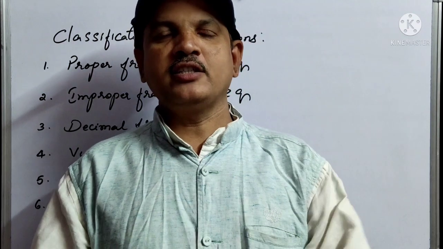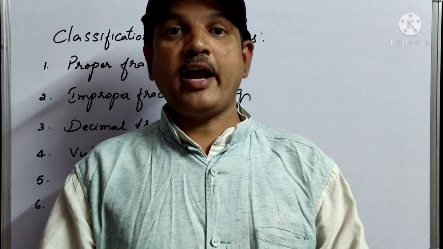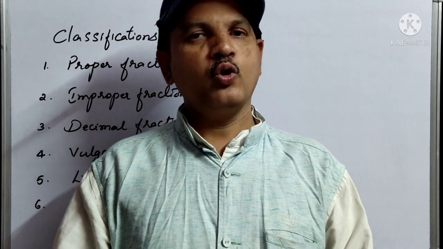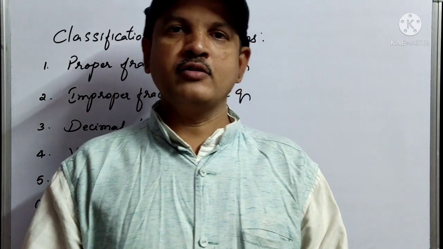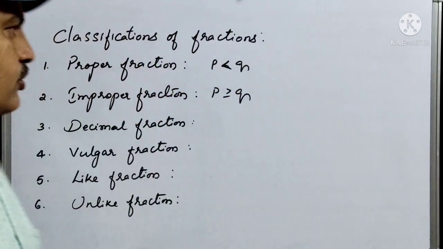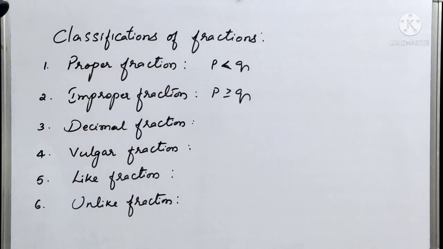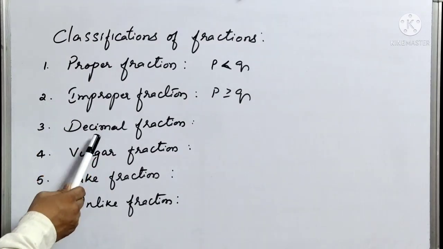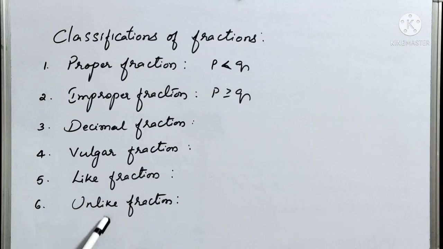Now what is a fraction here? What is the conclusion you gave about the fraction? A fraction is a part of a whole, okay? Now, in fractions, we have different types of fractions. Simply we call it the classifications of fractions. There are proper fraction, improper fraction, decimal fraction, vulgar fraction, like fraction, and unlike fraction.